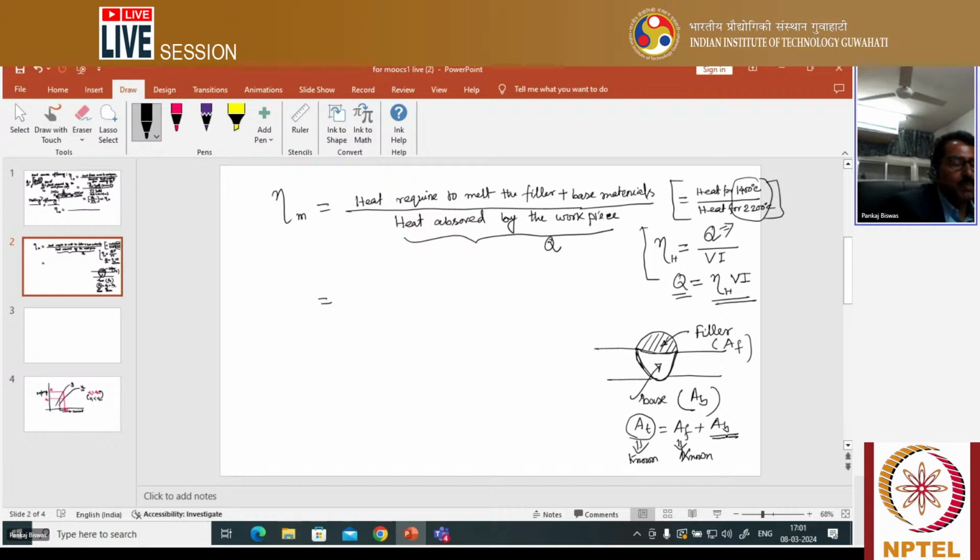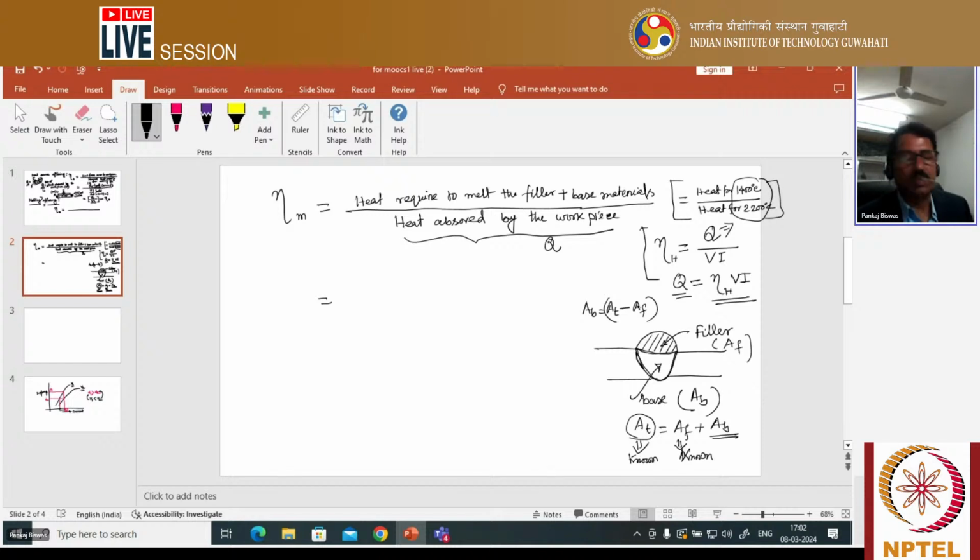But this base material area, how can you calculate it? By difference. That means AF and AT are known to you. So you can write AB is equal to A total area minus A filler area. How to calculate AF and the total cross sectional area AT, I will explain in a very clear way.